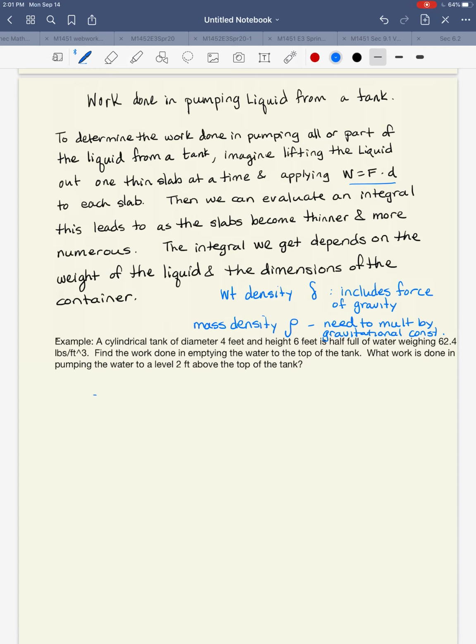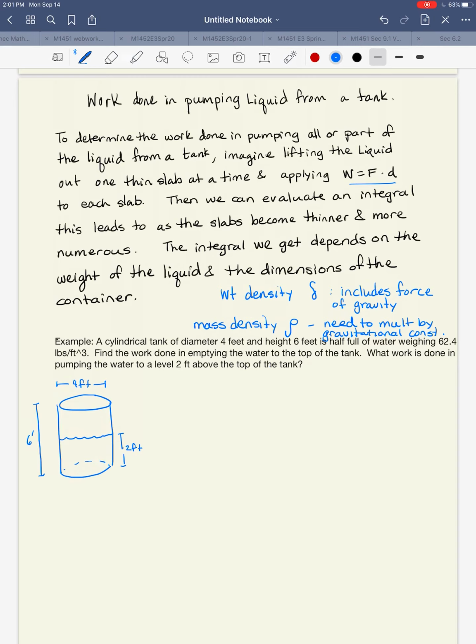So here's what we got. We've got this tank shaped like a can. We've got the dimensions of this tank. It is 4 feet in diameter. It is 6 feet tall, and it's half full of water. So it has water to 2 feet. Find the work done in emptying the water to the top of the tank.